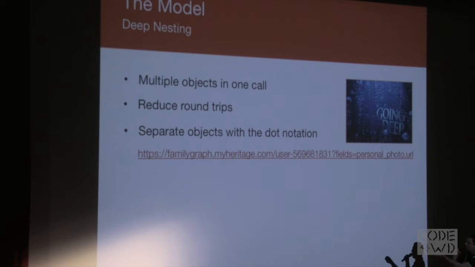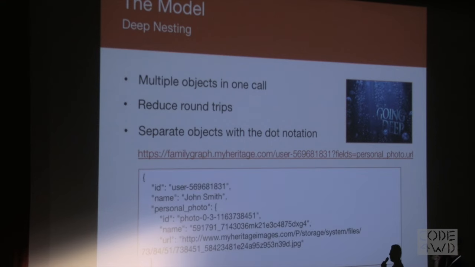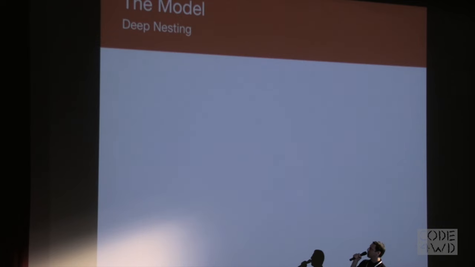So here we're starting with the user object. What we're requesting is the personal photo, which is an object by itself. And for that photo, we're asking for the URL. So with just one call, we're getting the URL of the user's personal photo. And it will look like this. This is the user, this is the personal photo object, and this is the URL, the response.